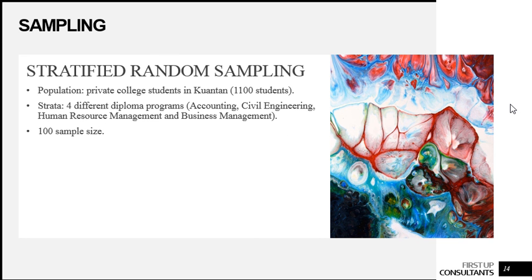Next is sampling techniques. The sampling technique that I'm going to employ is stratified random sampling. In this proposed college, the population is about 1,100 students. It is a private college in Kuantan. So under this population, there will be segments, which we call strata. So I would like to segment them into 4 different diploma programs, as we offer in this college. They offer 4 different programs, such as accounting students, civil engineering students, human resource management students, and business management students. And the sample size from the population is more or less 10%. Thus, I'm proposing to have 100 as the sample size.